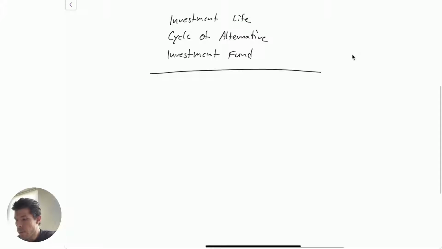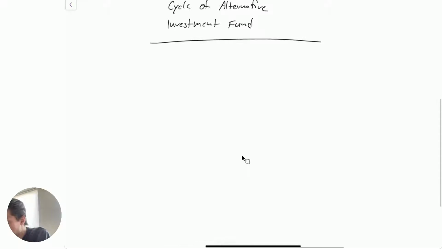In this video, I would like to show you how an investment life cycle of an alternative investment fund usually looks like. In general, alternative investment funds involve longer life cycles. So we usually talk about 10 years, and the life cycle can be expressed in 3 distinct periods. So let's get started.